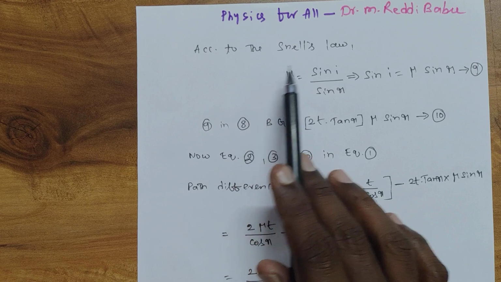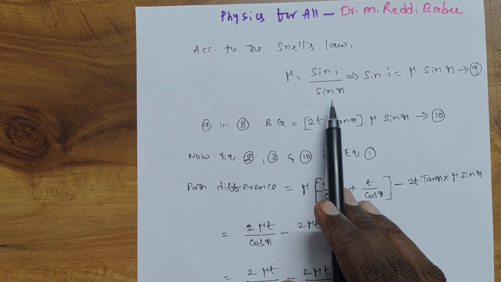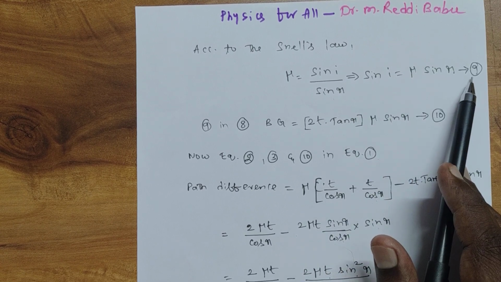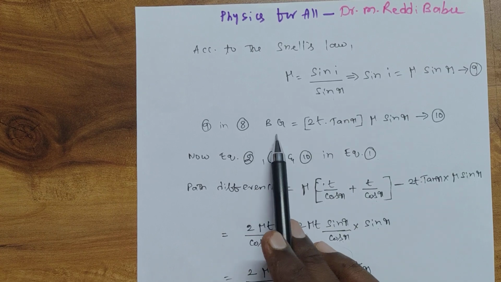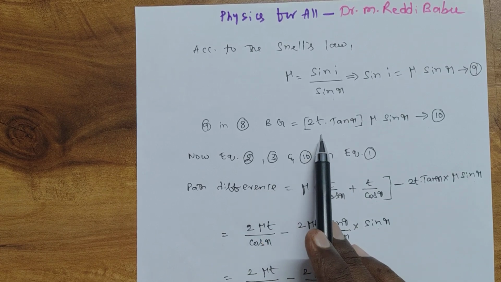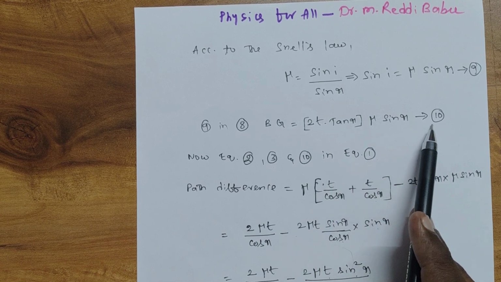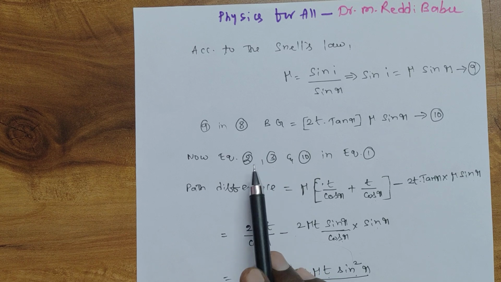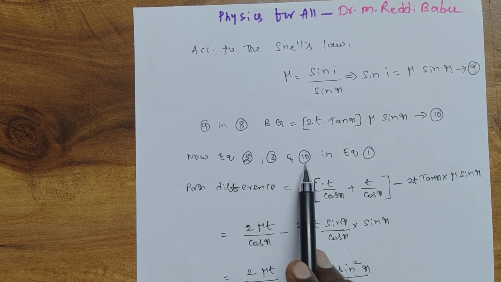According to Snell's law, mu is equal to sin i divided by sin r. So sin i is equal to mu into sin r, equation number 9. Now substitute the 9th equation in the 8th equation, that is BG is equal to 2t into tan r into mu into sin i, equation number 10. Now substitute the second equation, that is the BC value, the third equation, the CD value, and BG from equation number 10.